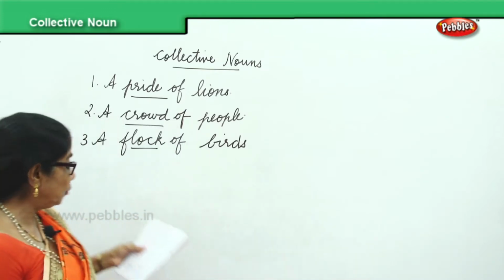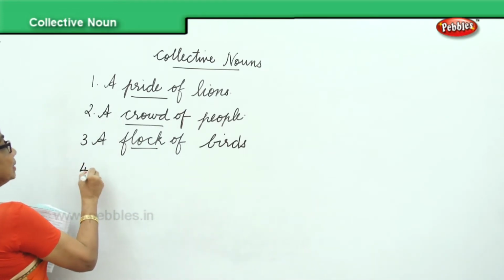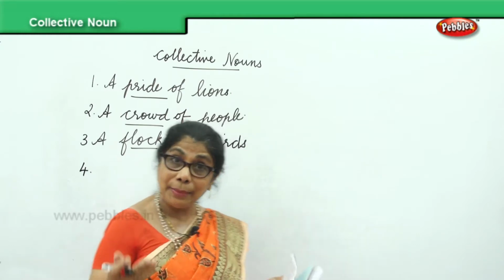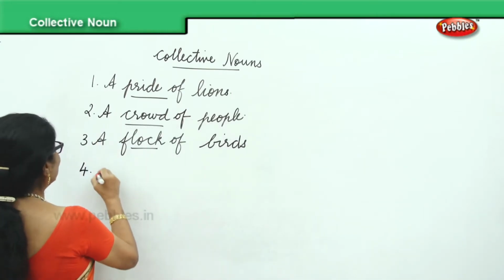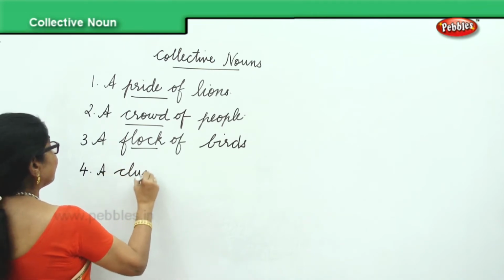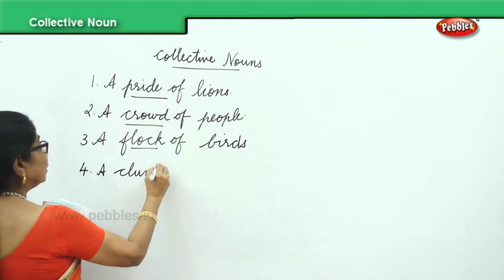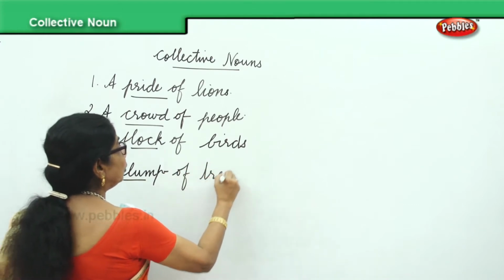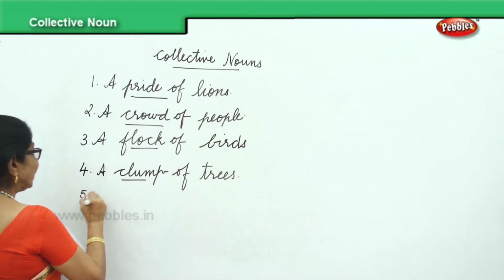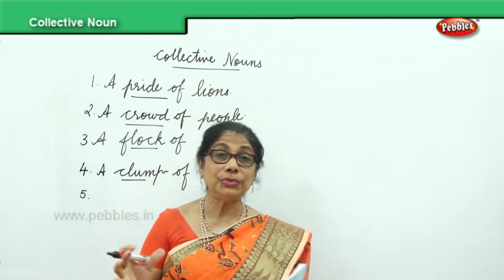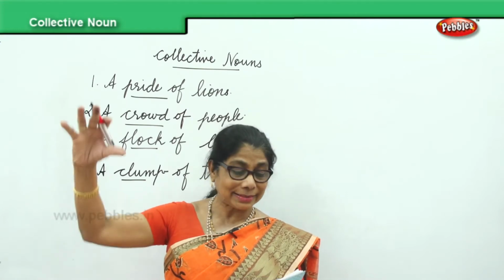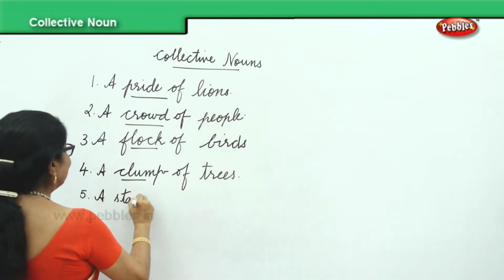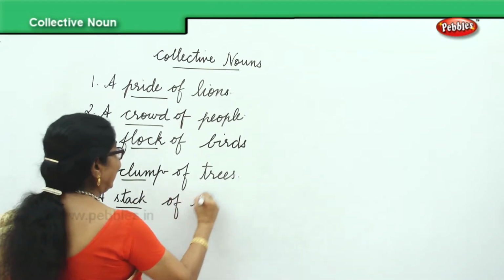Next, the group name for trees. A clump of trees. So, all these collective nouns, when you are writing a paragraph, when you are writing something, all these will help you in your actual writing. Okay, so a clump of trees, group name for trees. Next, hay. You see bundles of hay, so you say stacks, a stack of hay. S-T-A-C-K, a stack of hay.